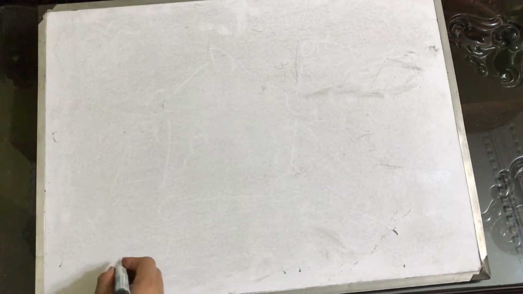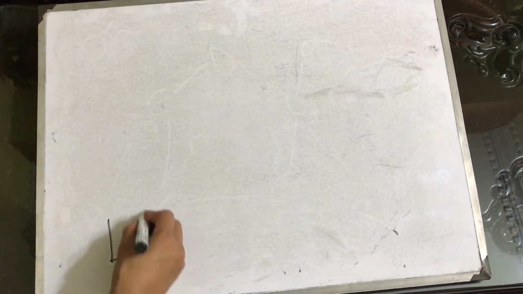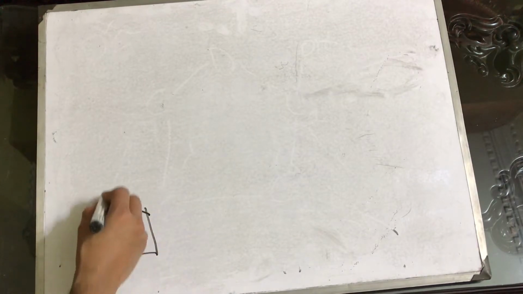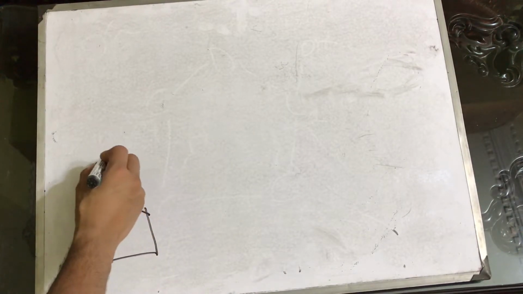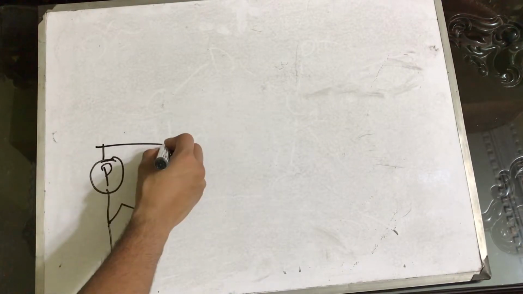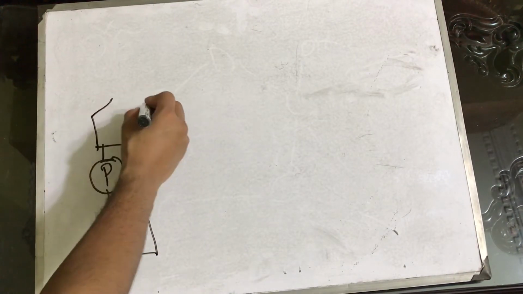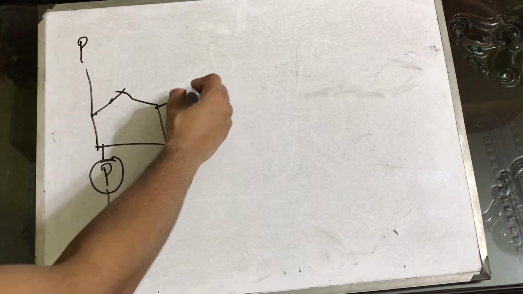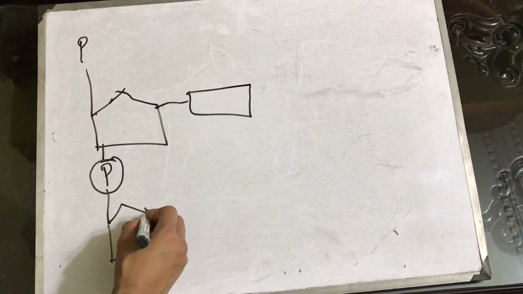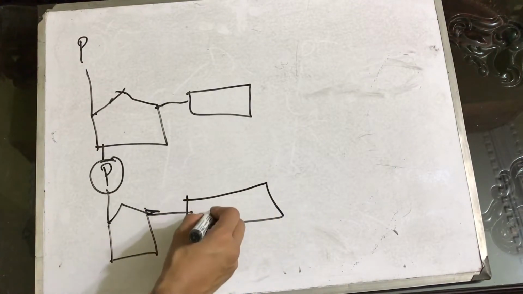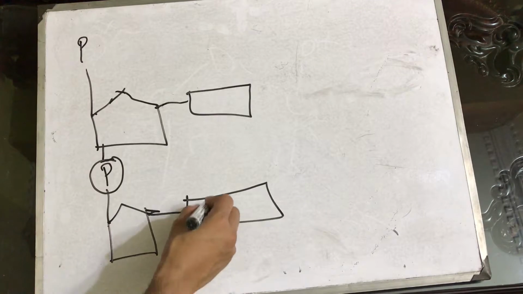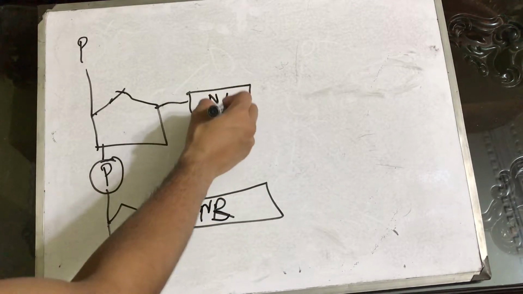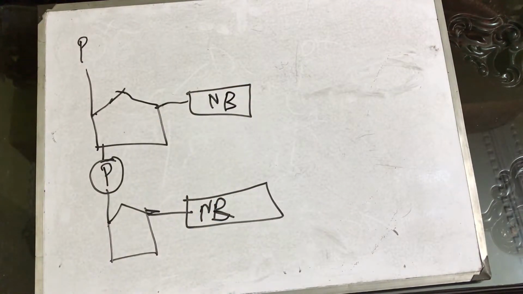Now, the structure of the DNA or RNA is like this. Pentose sugar, phosphate, pentose sugar, phosphate. The base is in carbon number 1. This is the nitrogenous base, nitrogenous base, nitrogenous base. Now, one thing you may be confused.